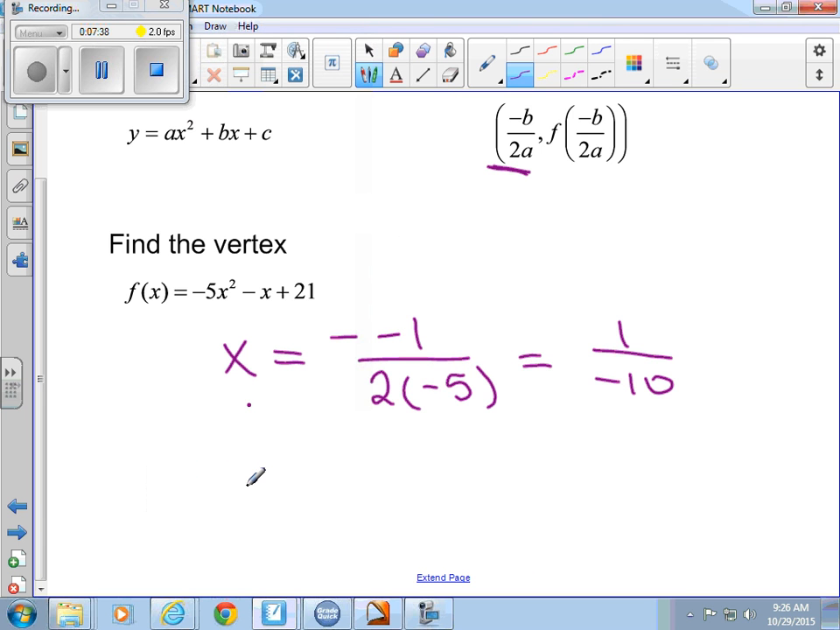So my vertex is the point -1/10, 21.05. Any questions so far?